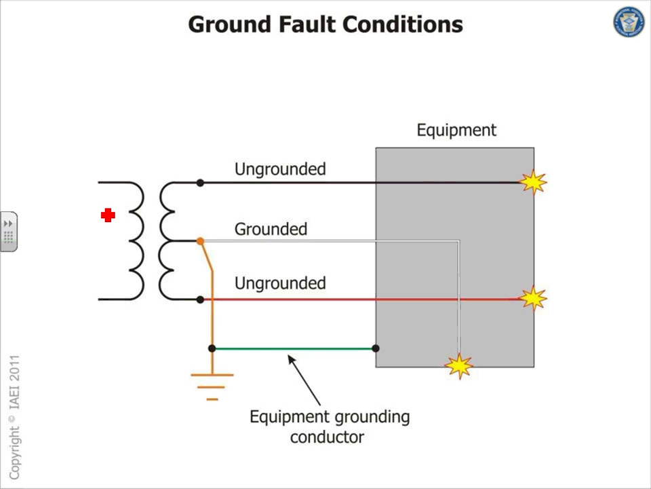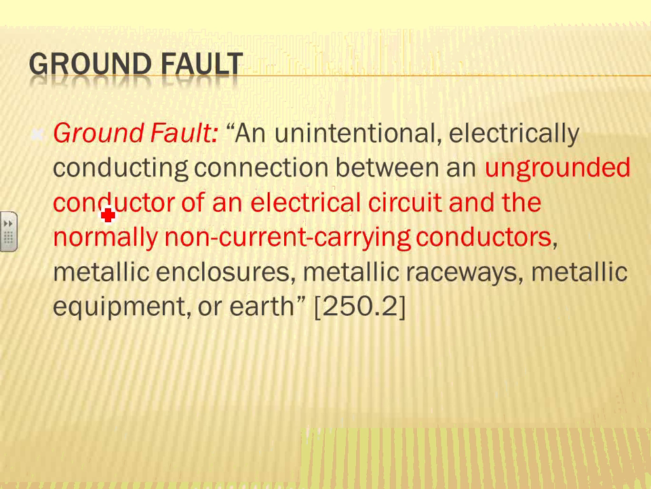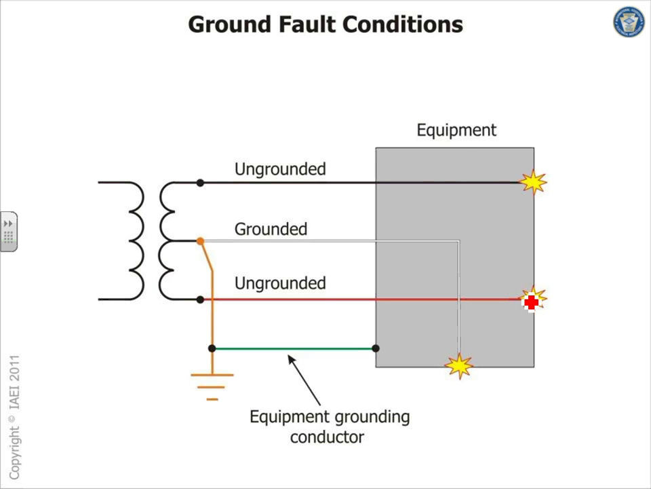So that's your ground fault. So here's your ground fault. A ground fault is an unintentional electrical conducting connection between any ungrounded conductor of an electrical circuit and the normally non-current-carrying conductors. Okay. So here are my two ground faults. How about this? Is this a ground fault?